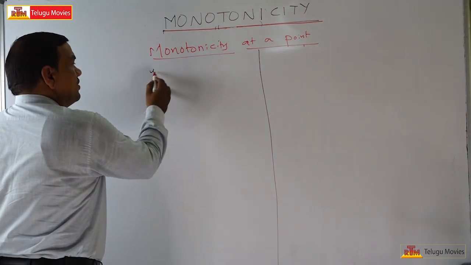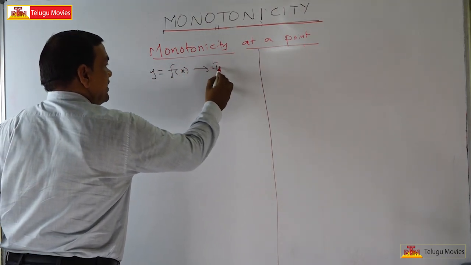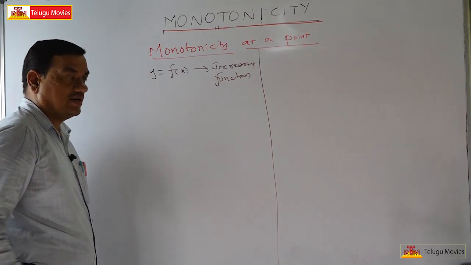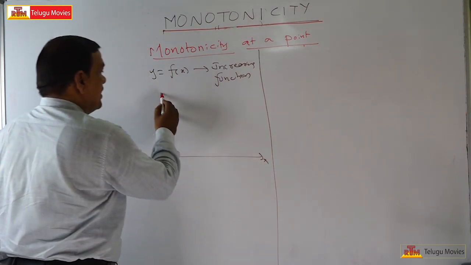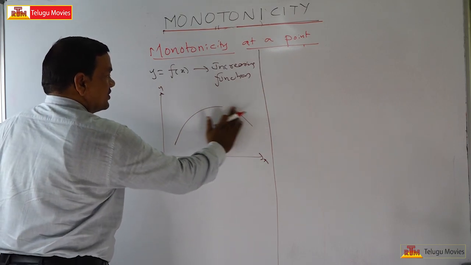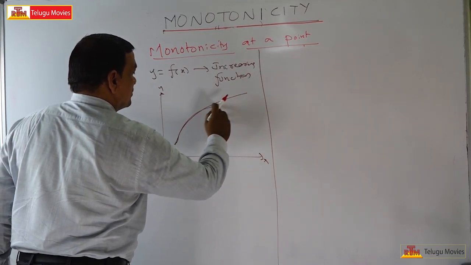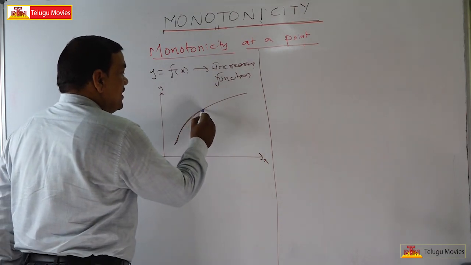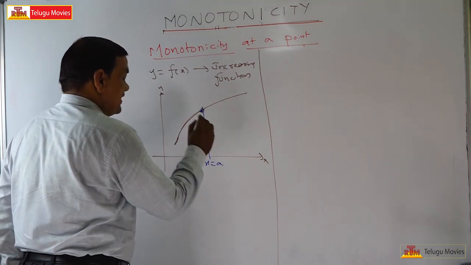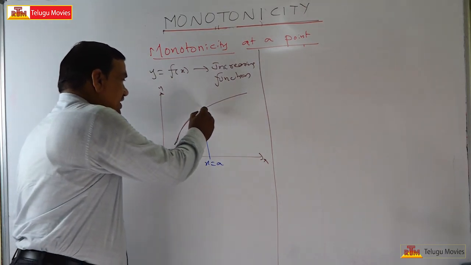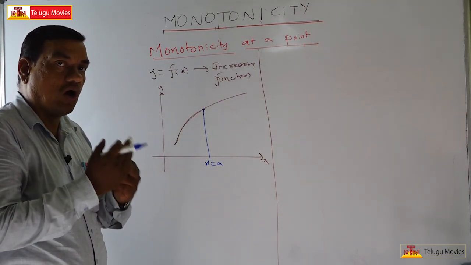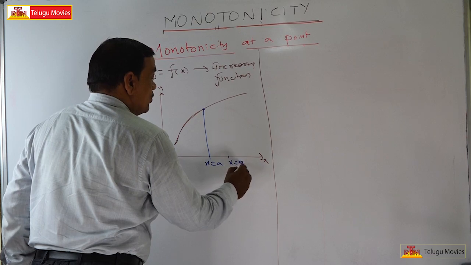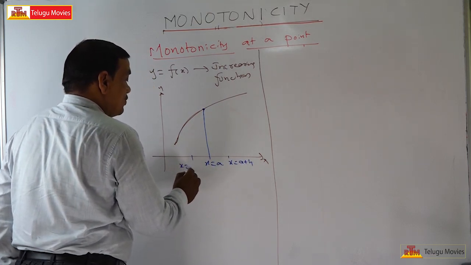First of all, let us take a function y = f(x) which is an increasing function, on the x-axis and y-axis. I want to check the monotonicity at the point x = a. I want to check here whether it has a monotonic behavior or not. In the neighborhood of this, let us take other points: x = a + h and x = a - h.